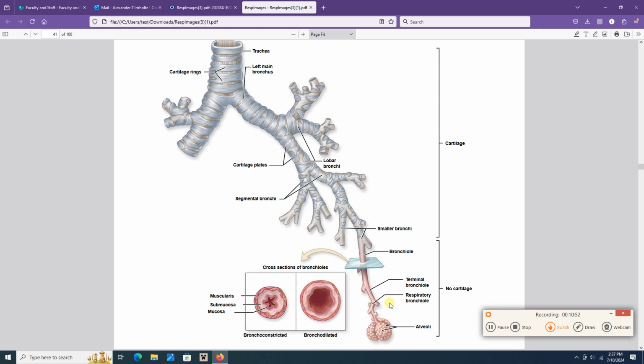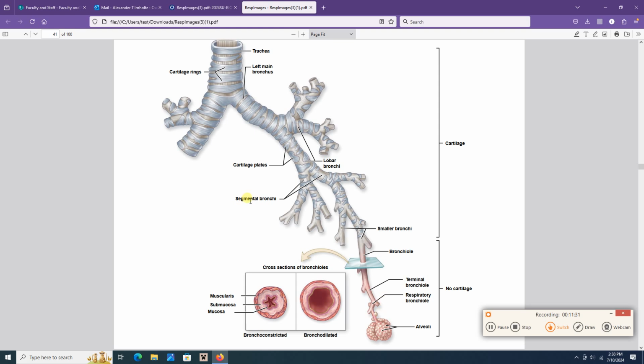Now eventually we get bronchioles with alveoli. See that little ball right there? Those are alveoli, where gas exchange happens. When I have a bronchiole with alveoli, that's called a respiratory bronchiole. And the last bronchiole without alveoli is called a terminal bronchiole. And then eventually we get these big sacs of alveoli. And of course, where we have alveoli, that's our respiratory or exchange zone.